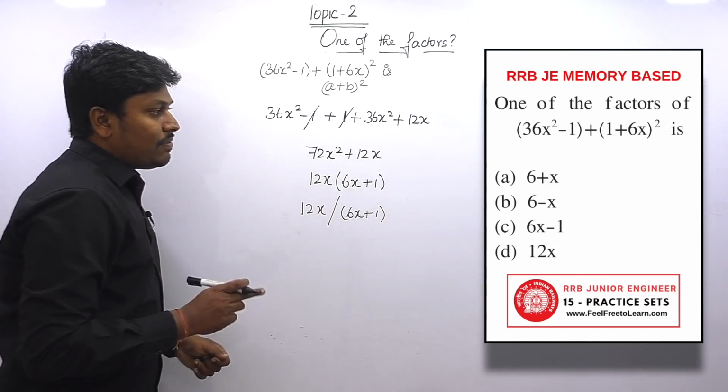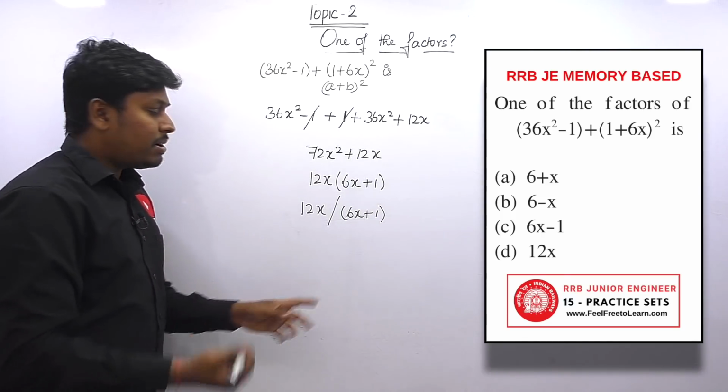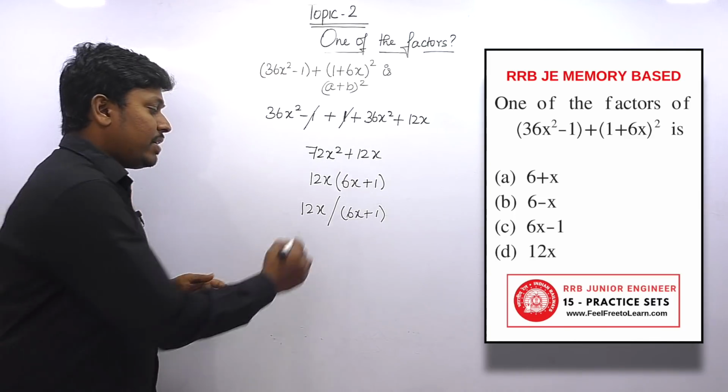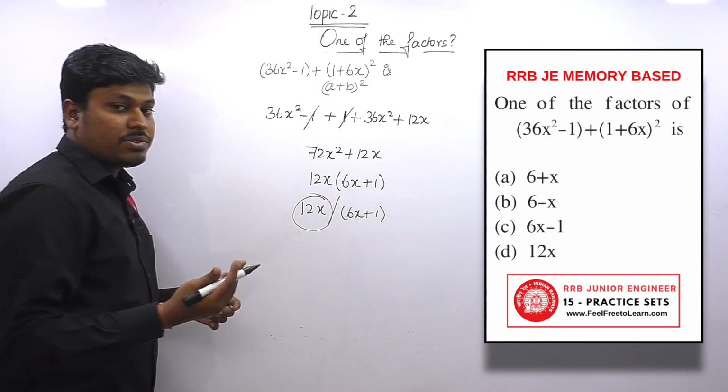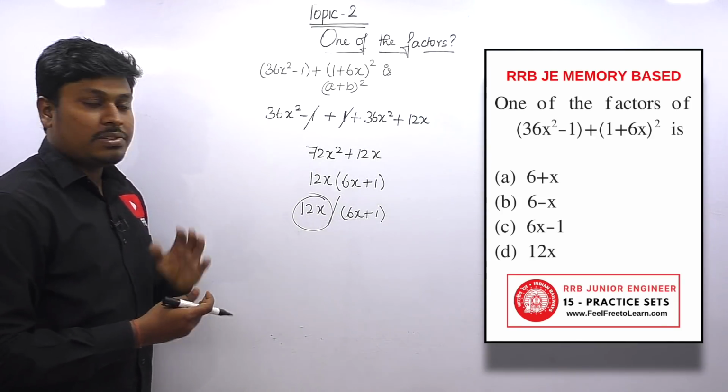Look at the options. We have 6 plus x, 6 minus x, 6x minus 1, but we got 6x plus 1. So the final option D will be 12x. Out of 2 factors, we got one factor, that is 12x. So we can say the answer for this question will be option D, that is 12x.